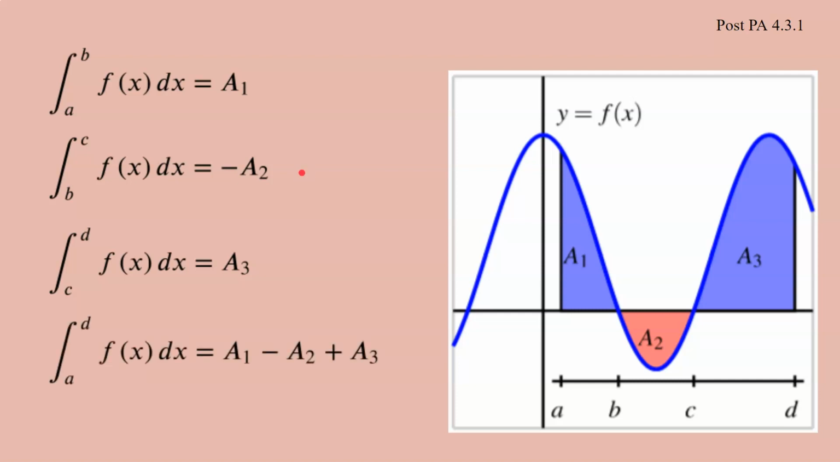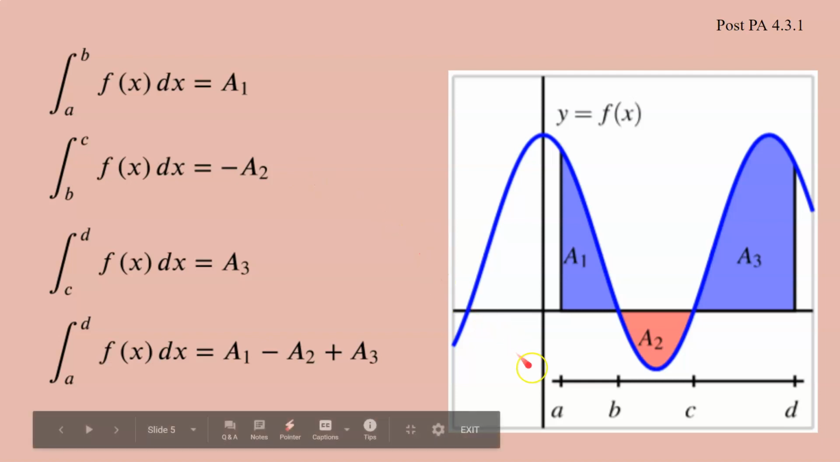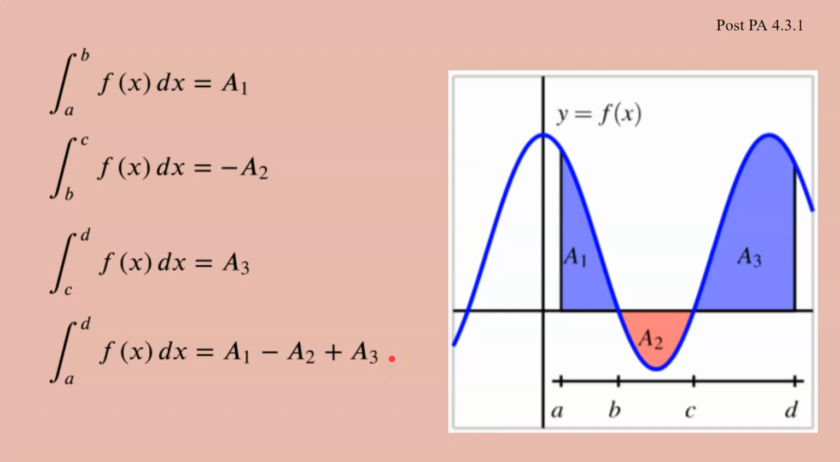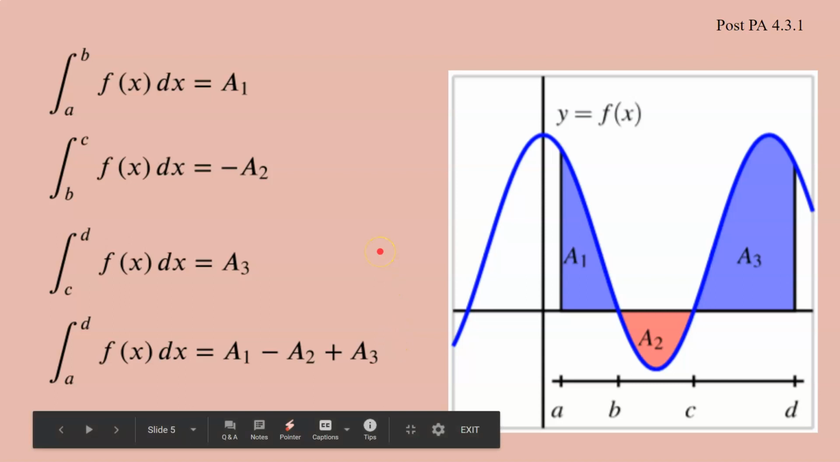Okay? So when we now put all this together and we take the definite integral from a to d, we can say that the definite integral from a to d of f of x dx is going to be A1 minus A2 plus A3. And that's going to give me some value. And that value represents the area under the curve.